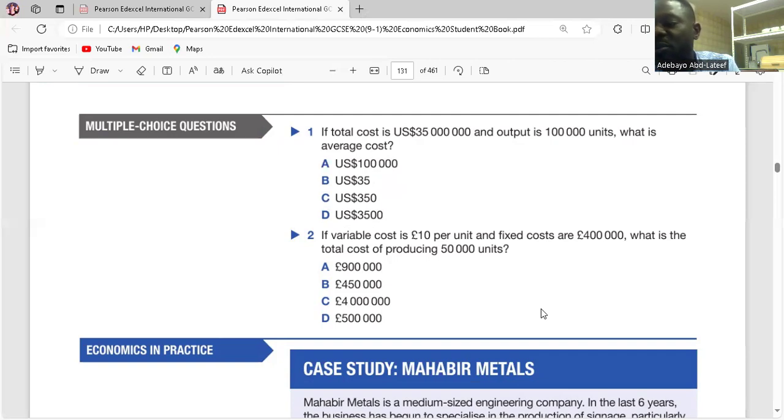TC is FC plus VC. FC is 400,000 already, plus VC. Now our VC is 10 multiplied by 50,000, which is 500,000. So total cost is 400,000 plus 500,000, which is 900,000. Is it clear? So that's done.